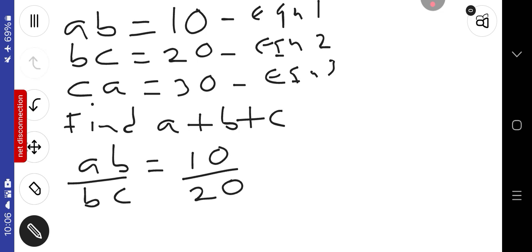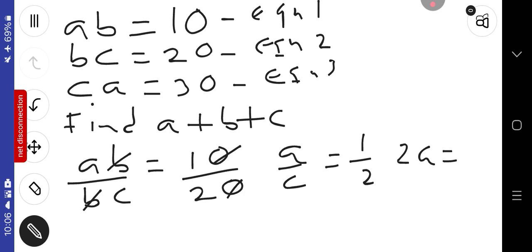Can you see that? So this B will cancel this B. This 0 will cancel this. So you're going to have A over C is equal to 1 over 2. So it means that 2A is equal to C. This means C is equal to 2A. Can you see that? Now, from equation 3, we can see CA is equal to 30. So we are going to put C is equal to 2A into equation 3.